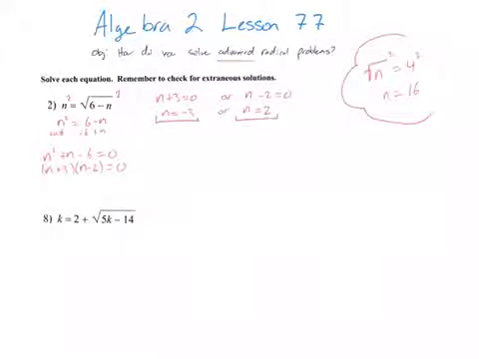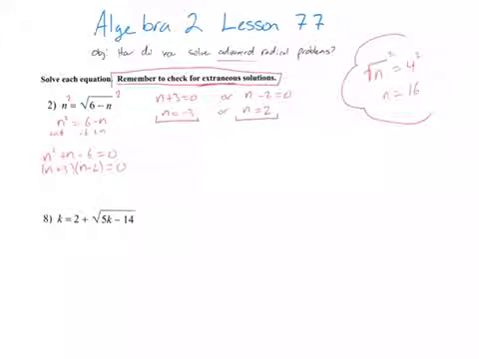But since we squared both sides of this, we have to check for extraneous solutions. Look at that, it even told us to do so. Extraneous means extra. Sometimes whenever you square equations, you end up with extra solutions. So we're just going to check this.